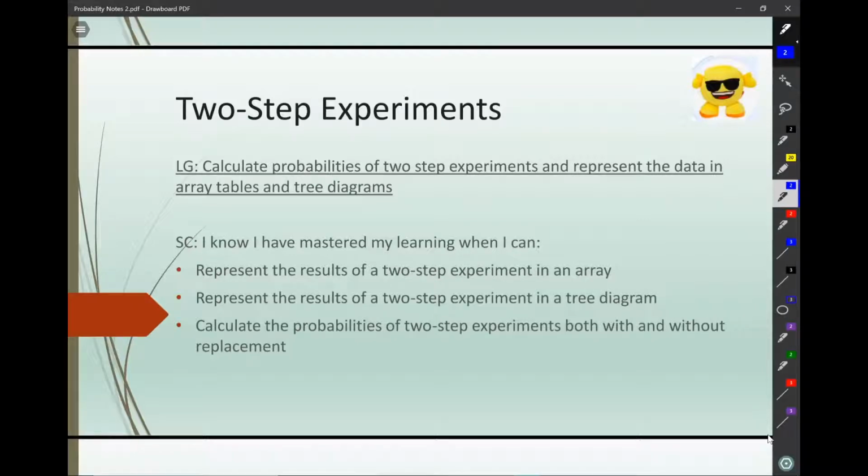Guys, Mr. Stevens here with another probability lesson. This time we're looking at two-step experiments.